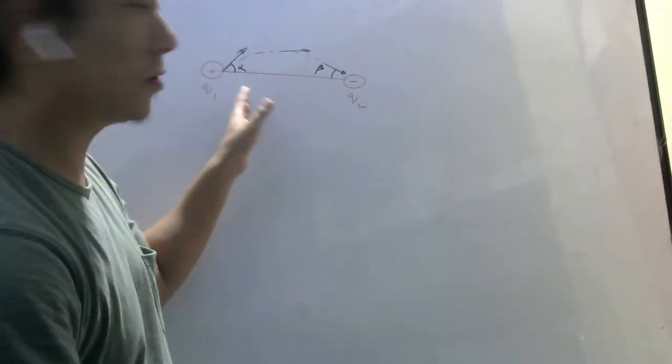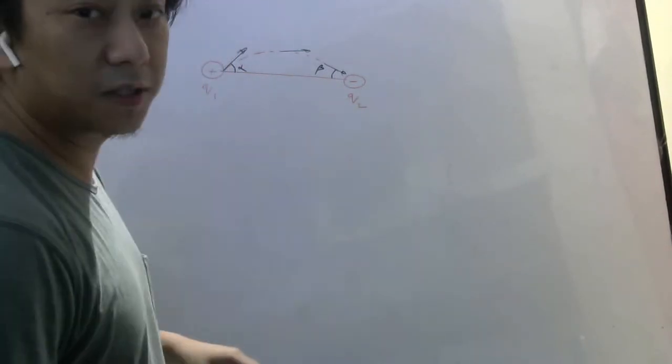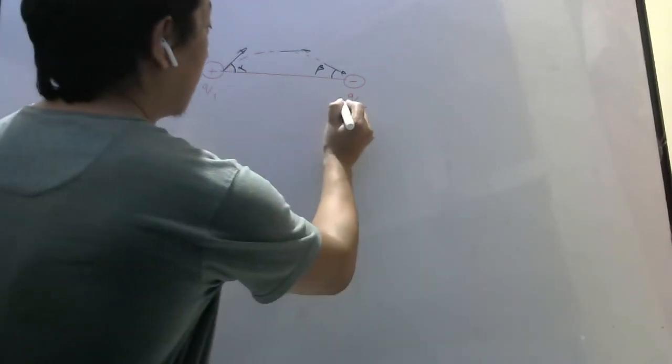Hi students, in this video I would like to explain one problem. The question is something like this. There are two charges. One charge is positive Q1, the other charge is negative Q2. This is negative, this is positive.